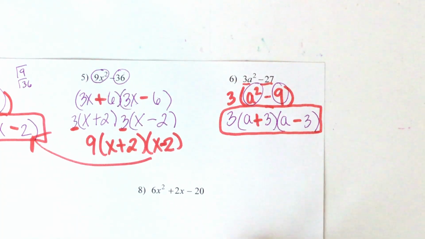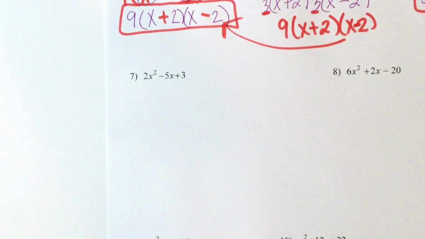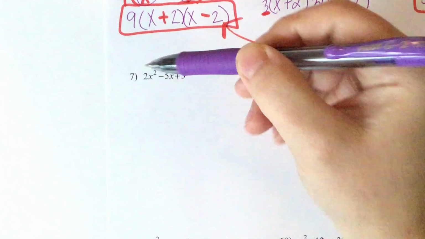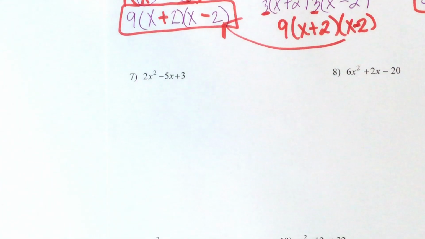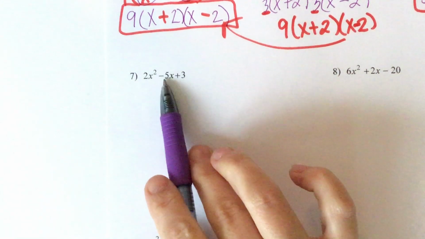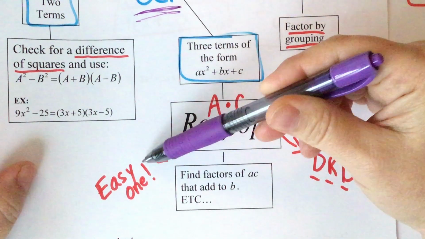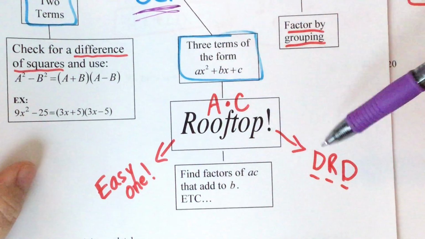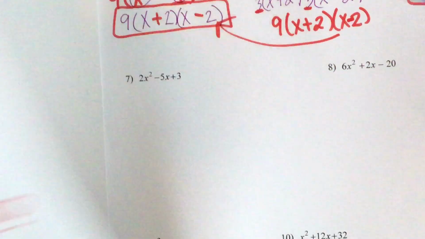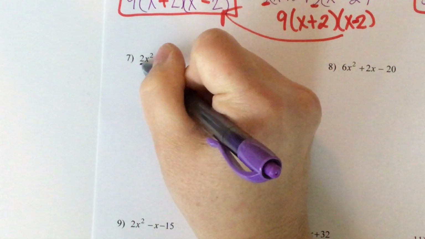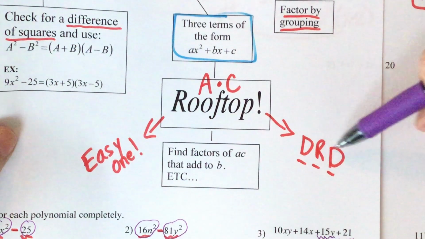Okay, number 7. First, I look to see if there's a GCF. Anything that can divide into 2, 5, and 3 besides a 1? Nope. And then count the terms. 1, 2, 3. So when there's 3 terms, we A times C rooftop. And it's either going to be the easy one or it's going to be our drop, replace, drop. So let's check. Is the A a 1? Nope. So it's not the easy one. So we are going to drop, replace, drop.